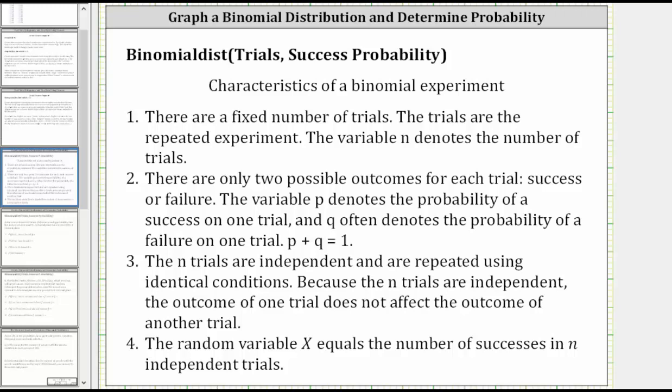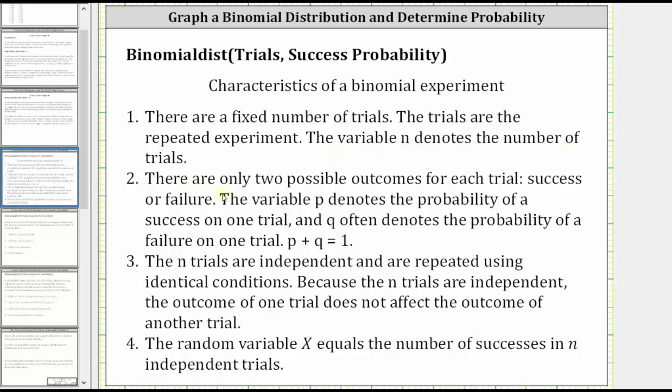This lesson will show how to use Desmos.com to graph a binomial distribution and determine probability. Let's begin by discussing the characteristics of a binomial experiment. Number one, there are a fixed number of trials. The trials are the repeated experiment. The variable n denotes the number of trials.